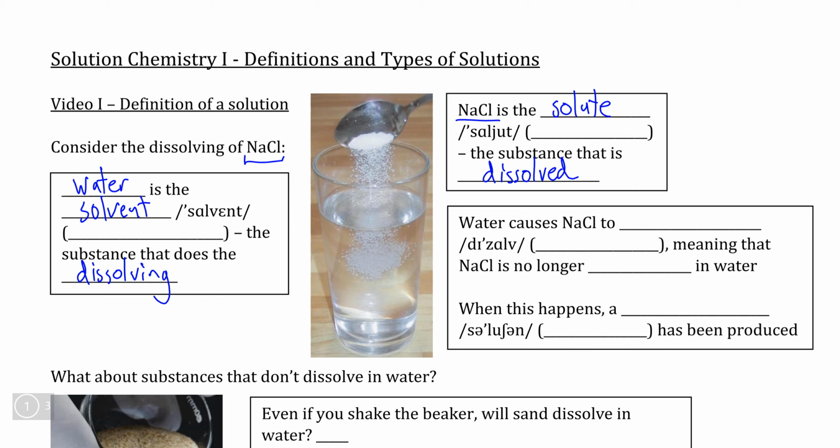So when water causes NaCl to dissolve, you can tell that salt has completely dissolved because the NaCl will no longer be visible within water. We cannot tell where the water ends and where the salt begins because the salt has disappeared into the water. When this has happened, you have just successfully made a solution.